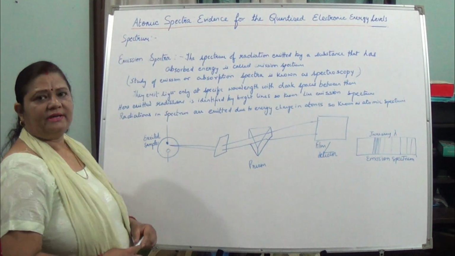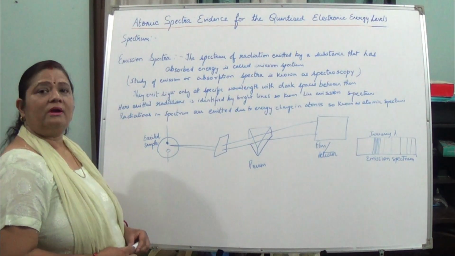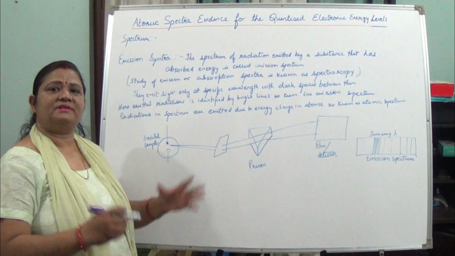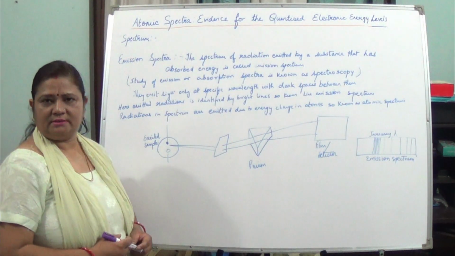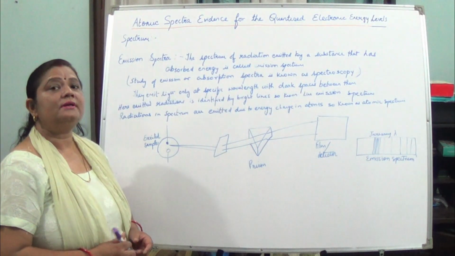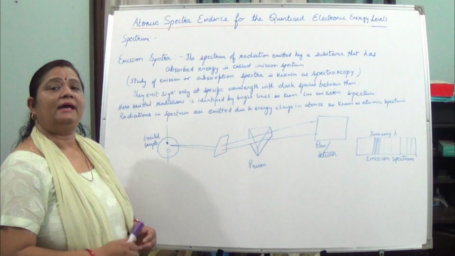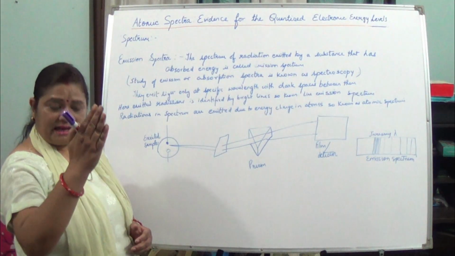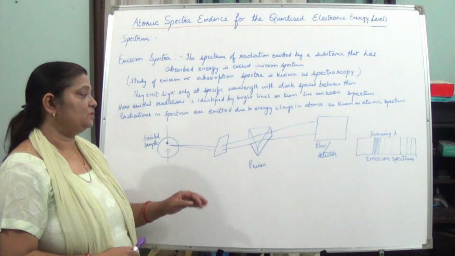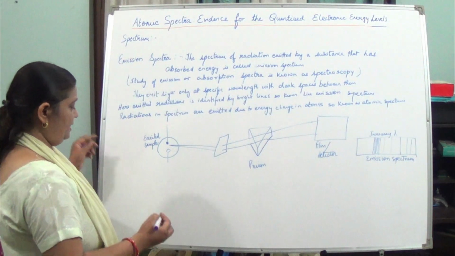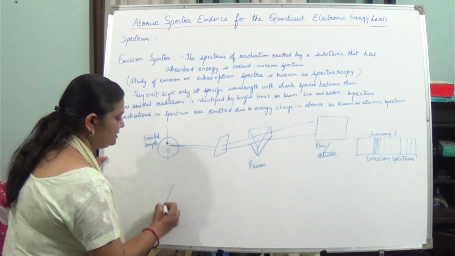What is spectrum? When ordinary white light passes through a prism, it disperses into 7 different colors having different wavelengths, arranged one after another in a band, and this is known as spectrum. I'll make you understand.